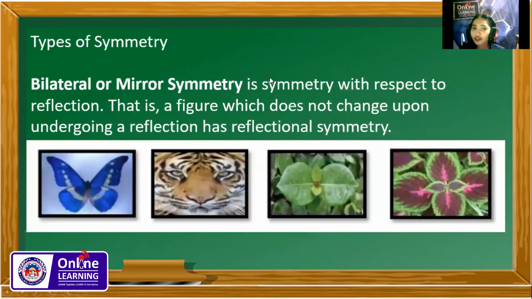Okay, next. Under the types of symmetry, we have bilateral or mirror symmetry. Symmetry with respect to reflection. That is a figure which does not change upon undergoing reflection, has reflectional symmetry. So the best example here is when you look in the mirror, you see your reflection. That is the easiest explanation of mirror symmetry. Okay, next.